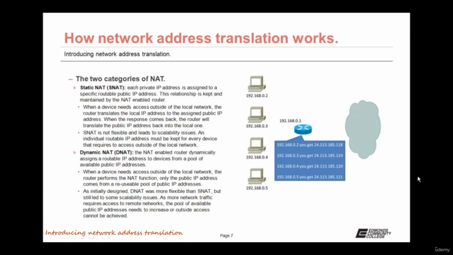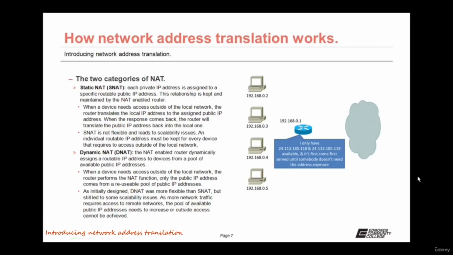They developed dynamic NAT to resolve some of that issue. With dynamic NAT, the NAT-enabled router dynamically assigns a routable IP address to devices from a pool of available IP addresses. When a device needs access outside of the local network, the router performs the NAT function. Only the public IP address comes from a reusable pool of public IP addresses. That private IP address is assigned the public IP address from the pool, and once outside access is stopped, the routable IP address goes back into the pool to be reused.